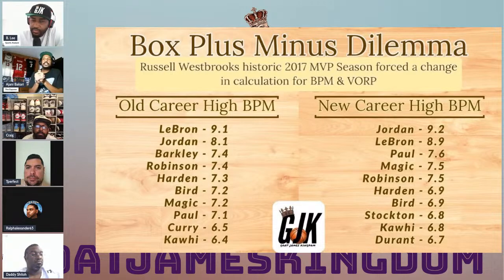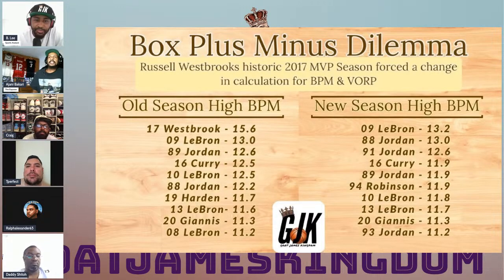And if we go to the regular season one for the highest for the regular season, you got that one? Next slide. Yeah, it should be the next one. Yeah, they changed it, right? Westbrook had the highest season in 2017, and then eventually it went to LeBron in 2009. So before they changed the stat, it was Westbrook's season in 2017, LeBron in 09, Jordan in 89, Curry in 2016, LeBron in 2010, Jordan in 88, Harden in 2019, LeBron in 2013, and they had Giannis's numbers, but it was still partial because it was during the 2020 season. And then they have LeBron in 2008.